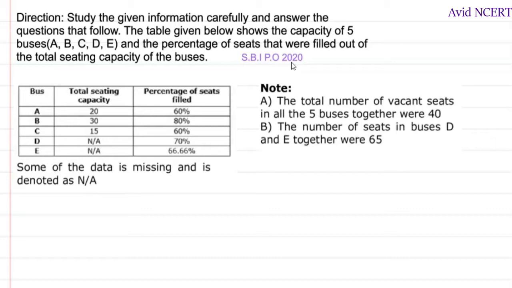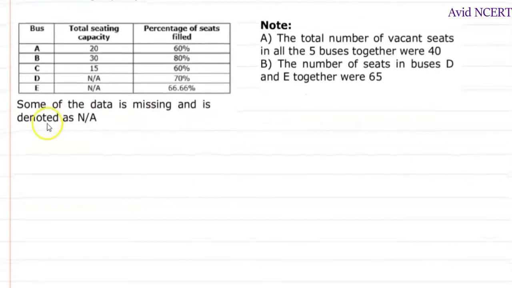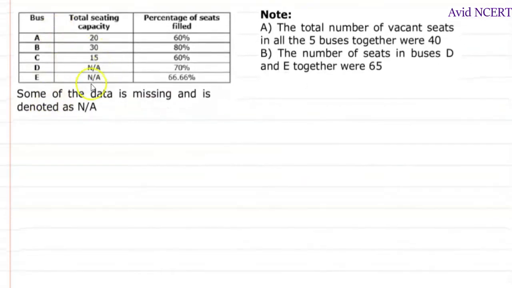So this is the bus name, this is the total seating capacity, and this is the percentage of seats filled. Some of the data is missing and is denoted as not available, NA. The note: the total number of vacant seats in all the 5 buses together was 40, and the number of seats in buses D and E together is 65. So let's first try to find the data which is missing.